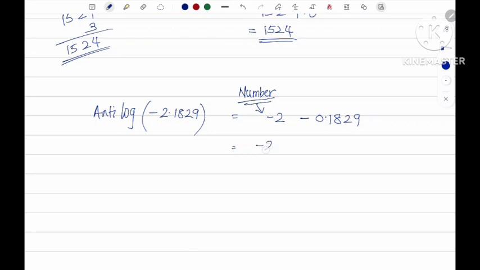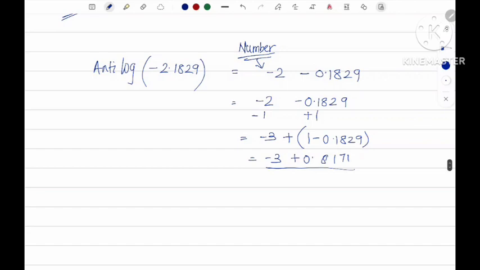Mantissa is a decimal number but a positive number. So what we can do here, we can write minus 2 and minus 0.1829. We can add here plus 1, and subtract here minus 1, just to balance. So this will become minus 3, and this will become plus 1 minus 0.1829, which will be equal to minus 3 plus 0.8171.